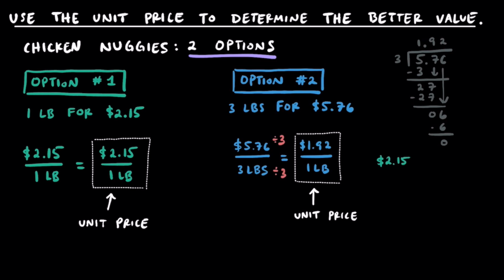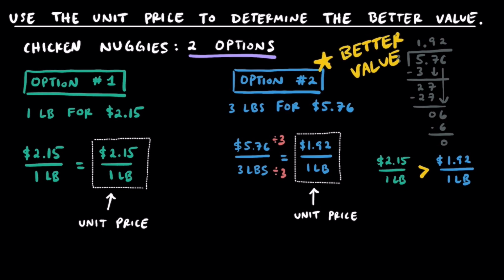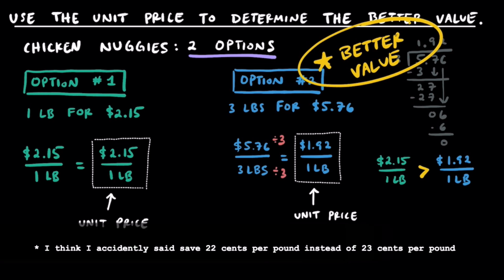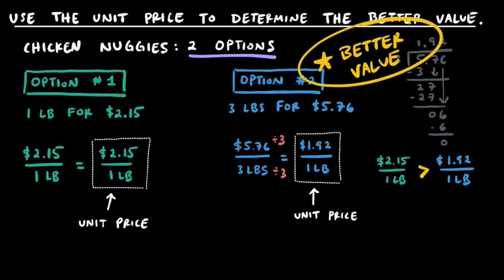Now that both rates are per 1 pound of chicken nuggies, we can make a fair comparison, and we now know that option 2 is cheaper than option 1. For every 1 pound of chicken nuggies that you buy, if you choose option 2 over option 1, you're going to save 22 cents for each pound. While it doesn't seem like much, if you eat a lot of chicken nuggets throughout your life, you're going to save a lot of money going with option 2.